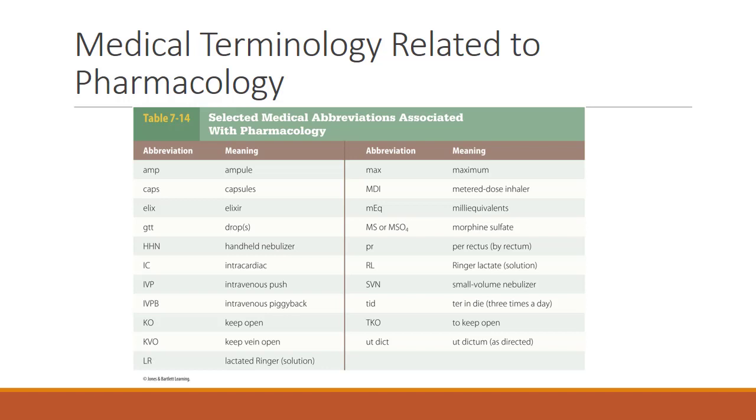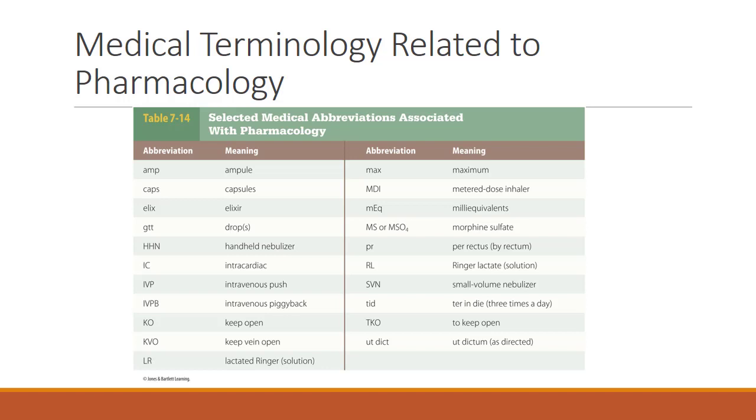As we move on down, you see IVP, which indicates intravenous push, which would be for a medication. As we move on down, we see KO, which means keep open, or below that is KVO, which indicates keep vein open. And then below that, you see lactated ringers. Can be indicated by two different abbreviations, LR meaning lactated ringers, or in the other column over there, you see RL with ringers lactate. So those are the same thing.